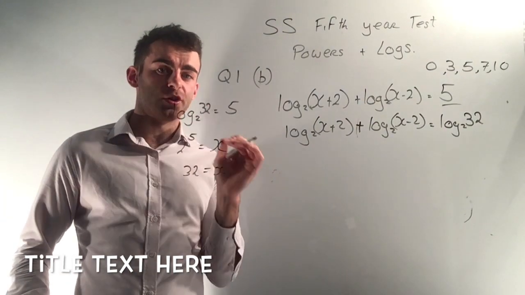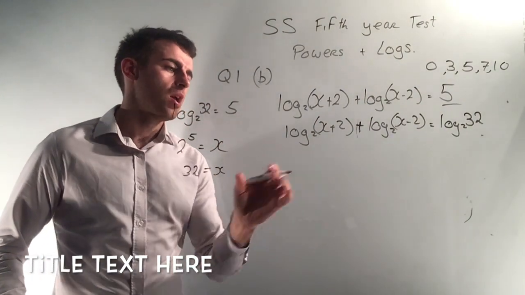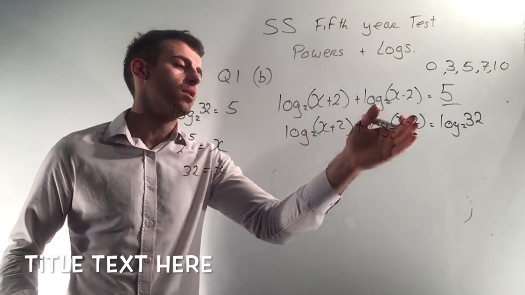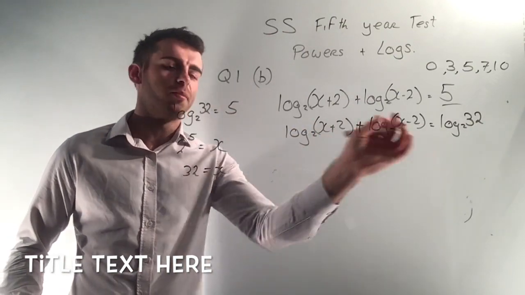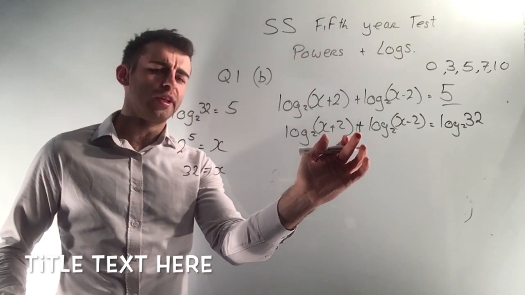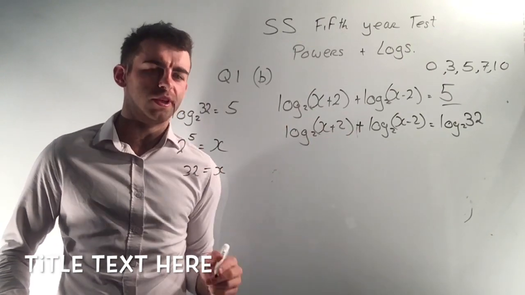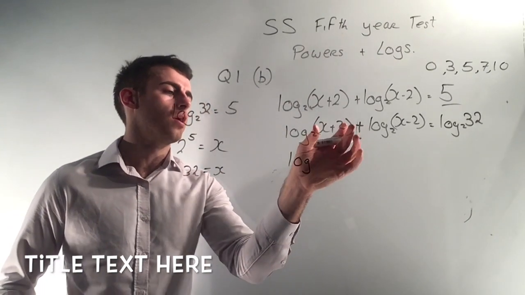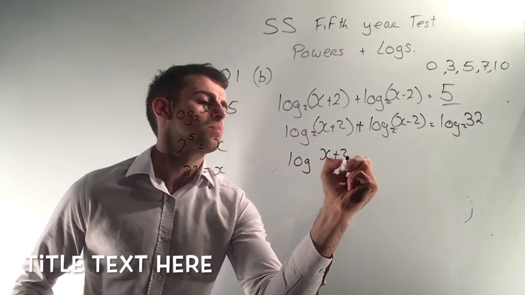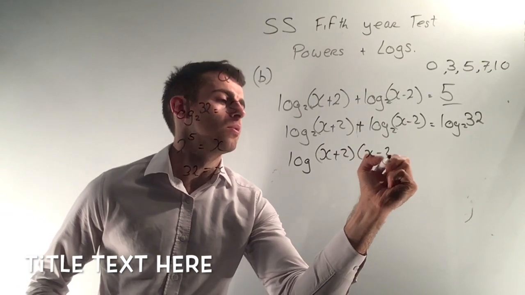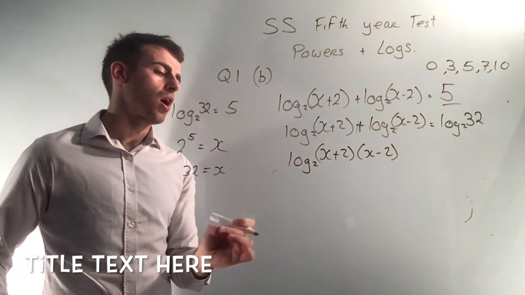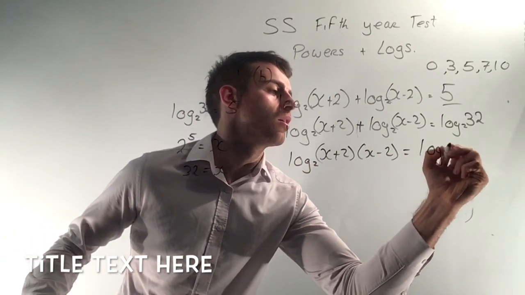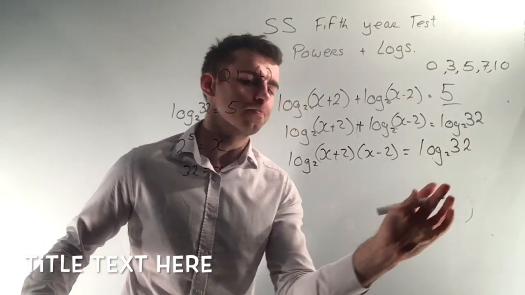So I need to use my first rule of logs to simplify this. It says that if I have log of x plus the log of y, I can just multiply this by this. Whereas a lot of people treat this as if it was a minus, so just make sure you're subbing into the right formula. So if I use my first rule of logs, I can just multiply x plus 2 by x minus 2. So I can just make that into one log and multiply each of my brackets. And that's equal to the log of 32 to the base 2.